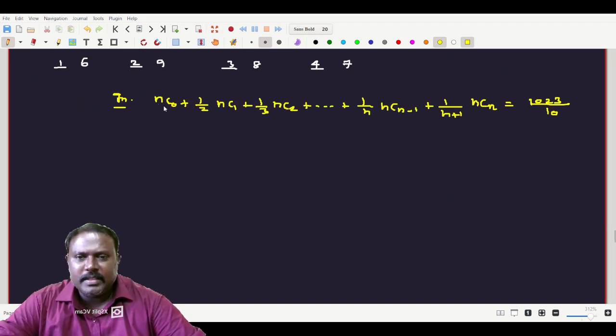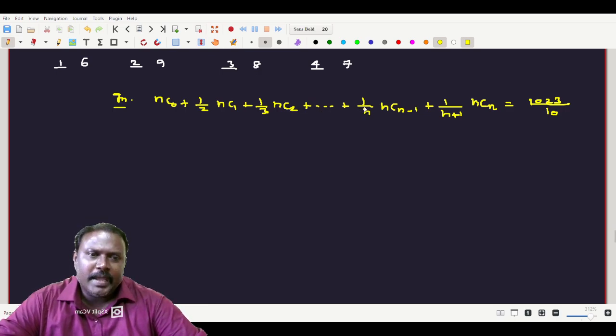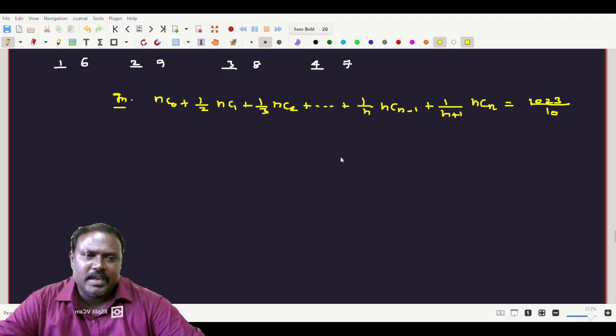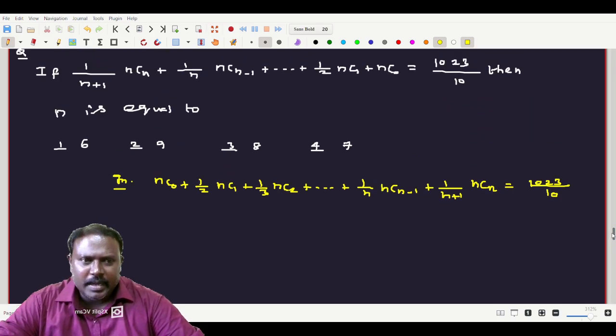See, look at this. This is NC0. This is 1 by 2 into NC1, 1 by 3 into NC2. Next, 1 by 4 into NC3 will come, etc. 1 by n plus 1 into NCN. Okay. 1 by n plus 1 into NCN. See, I need to write this in the summation notation.